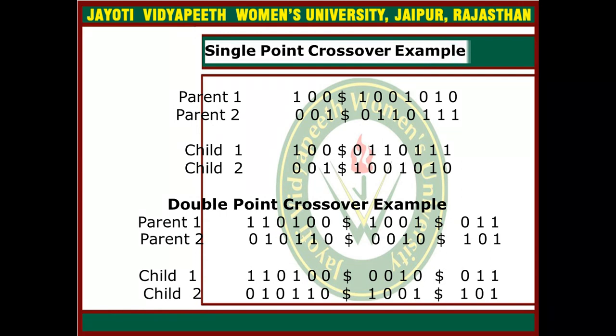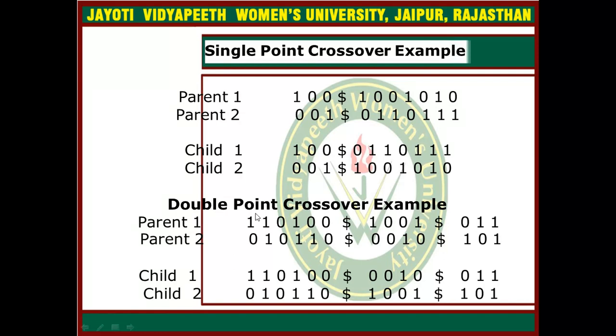Now the first is single point crossover. The example is parent 1 and parent 2. You can see the two strings of parent 1 and parent 2, and these are the two children, child 1 and child 2. These are the strings of child 1 and child 2 respectively.